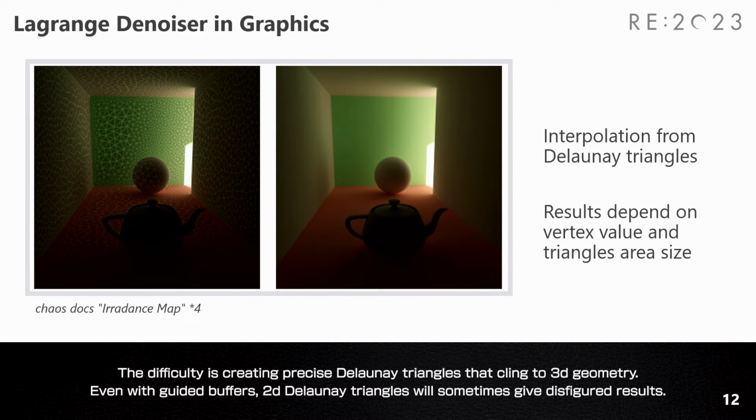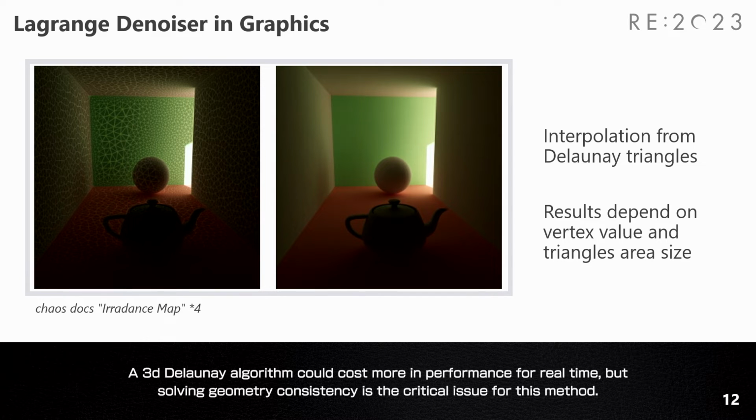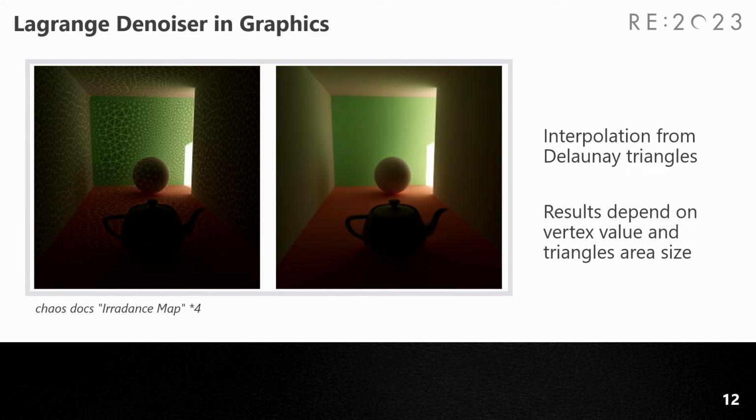The difficulty is creating precise Delaunay triangles that cling to 3D geometry. Even with guided buffers, 2D Delaunay triangles will sometimes give disfigured results. A 3D Delaunay algorithm could cost more in performance for real time. But solving geometry consistency is the critical issue for this method.